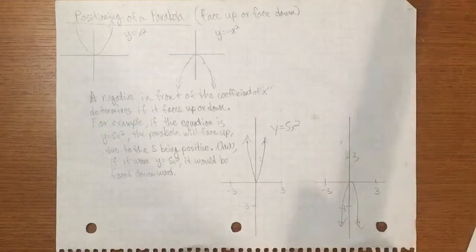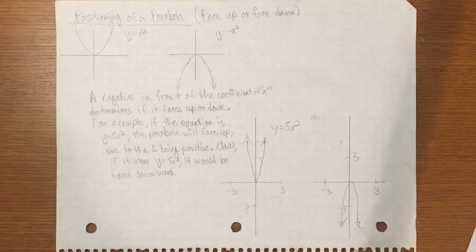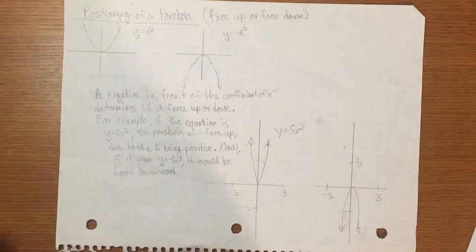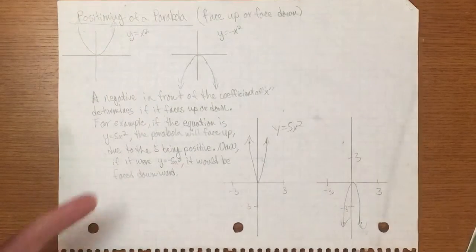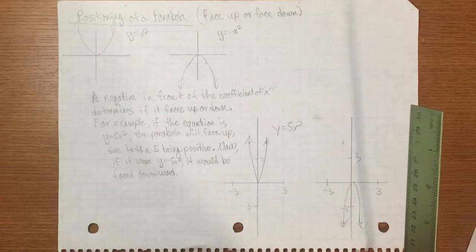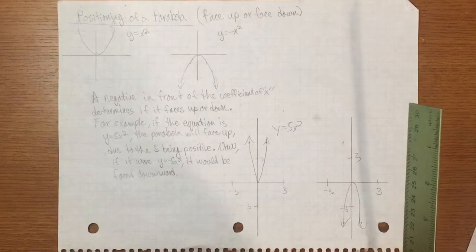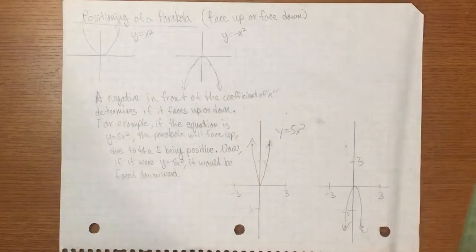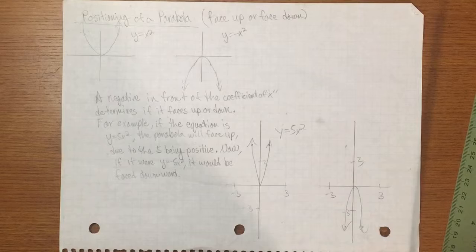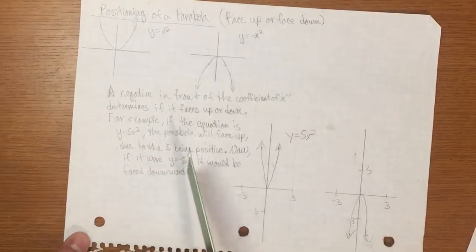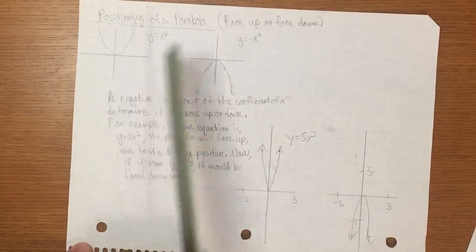Positioning a parabola: facing up or facing down. A negative in front of the coefficient of x determines if the parabola faces up or down. For example, if the equation is y equals 5x squared, the parabola will face up due to the fact that 5 is a positive number. Now, if it were y equals negative 5x squared, it would face downward because the 5 would be negative. Take a look at these examples here.